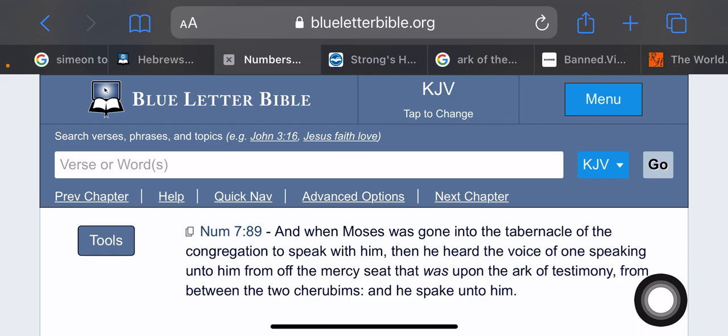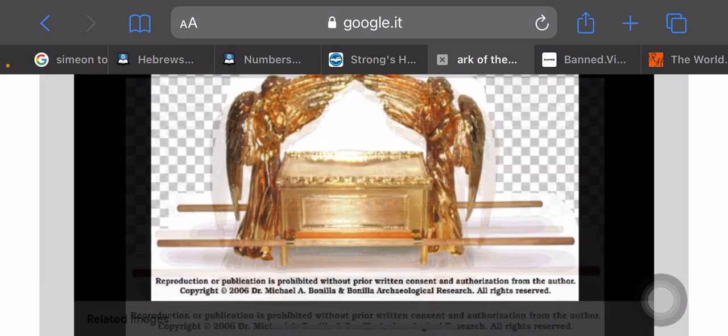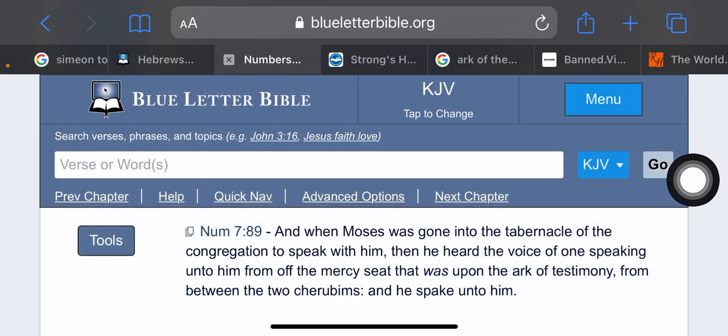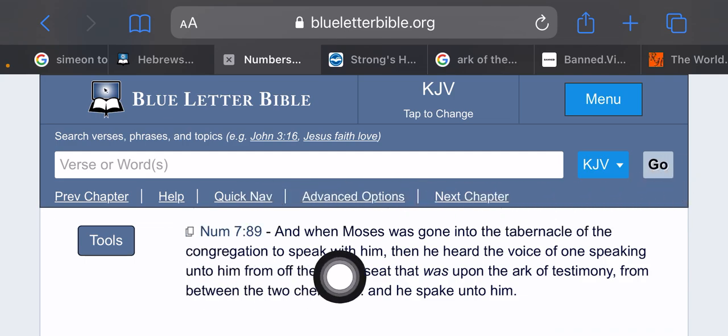So when Moses went into the tabernacle of the congregation to speak to the Most High YHWH, YHWH was actually speaking to him. He heard the voice coming from the mercy seat, meaning YHWH was right here at the mercy seat, speaking to him. So that's what it's saying here. I'll get to the point to let you understand it was YHWH.